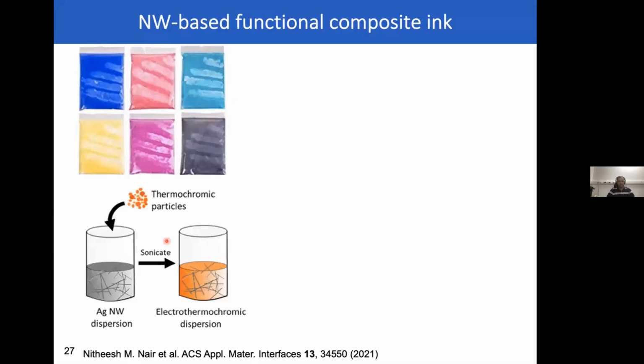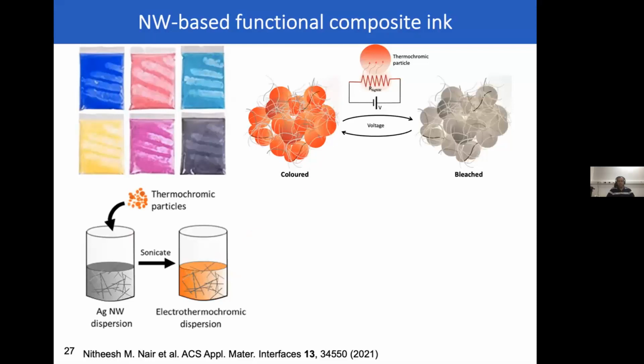So these are called thermochromic materials. The idea was to mix these thermochromic particles with silver nanowires to create a sort of printable dispersion. This dispersion I can heat by passing current, because whenever I pass current through a metal, there will be heat generated, that's standard Joule heating. That heat generated can change the color of these particles. And when I switch off the current, so when I allow it to cool, I can go back to my colored state.